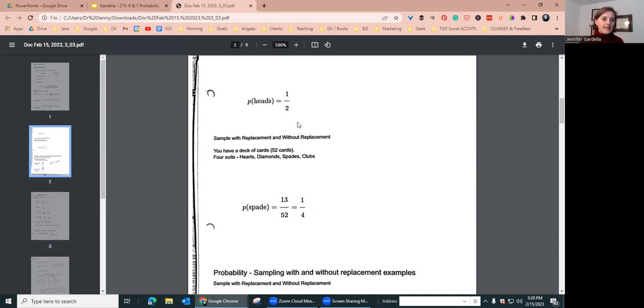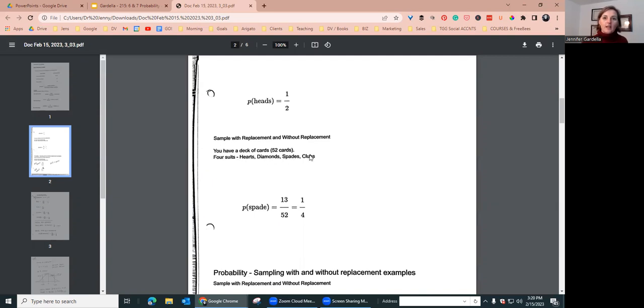Now, here's my example for sampling with and without replacement. In my first example here, you have a deck of cards, 4 suits. For those of you guys who don't know about decks of cards, because I know cards aren't played a lot anymore, a deck of cards has 52 cards in it, and there's 4 suits: hearts, diamonds, spades, and clubs.